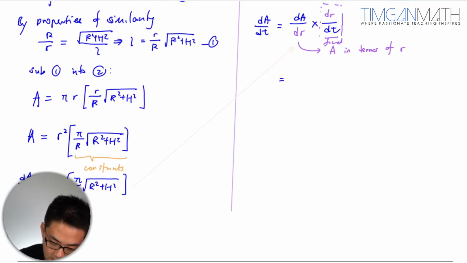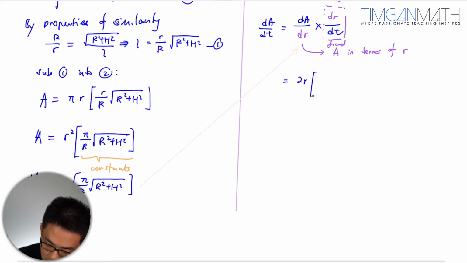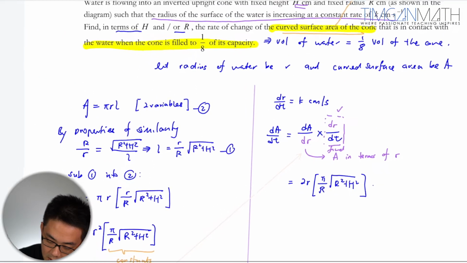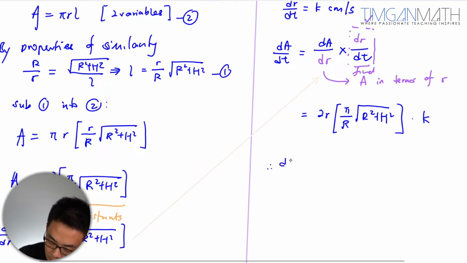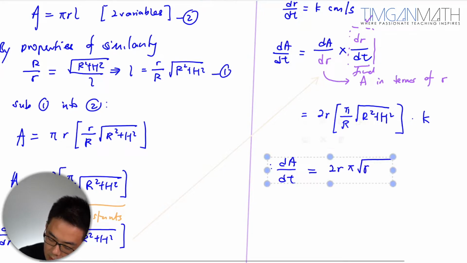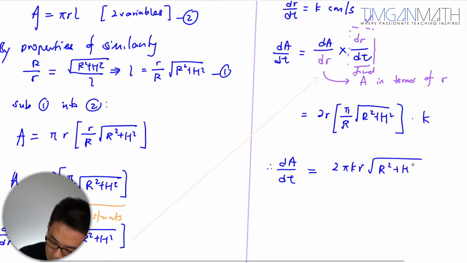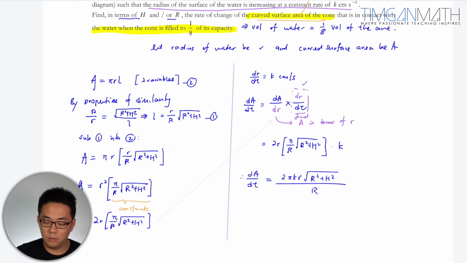Substitute this in will be 2r pi over the square root of r squared plus h squared. Then dR/dt, this will be k. Is it k? It's k, right? It's k, yeah. So there you go. So hence, dA/dt will be given by this equation here, which is 2r pi over the square root of r squared plus h squared, times k. Just do this. 2 pi kr. Okay, great. So this is done.